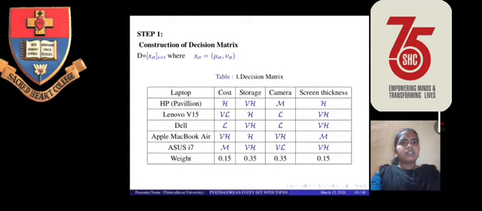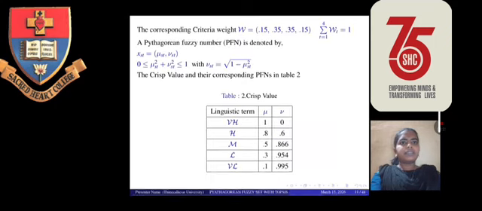Step 1. Construction of decision matrix. This is my decision matrix. Consider linguistic terms: VH is very high, H is high, M is medium, L is low, VL is very low. The corresponding weights are W equal to 0.15, 0.35, 0.35, 0.15.